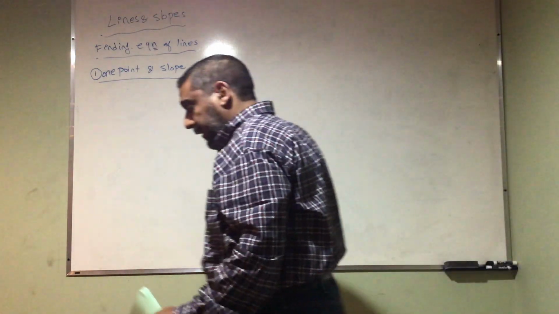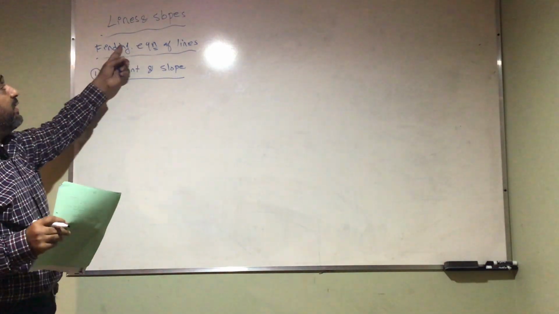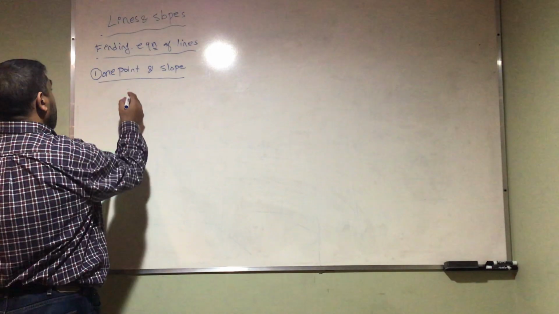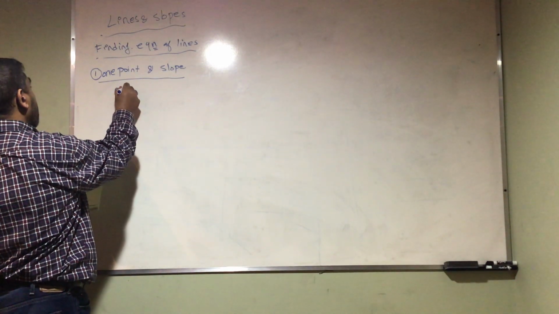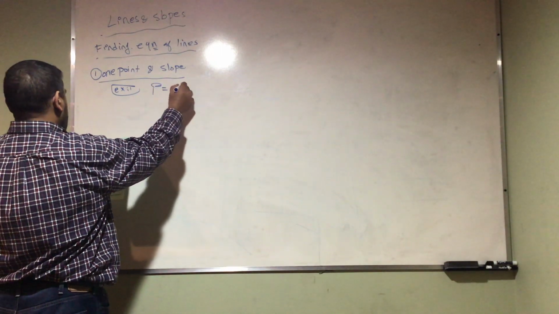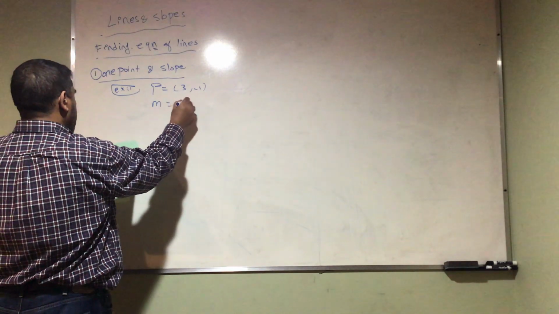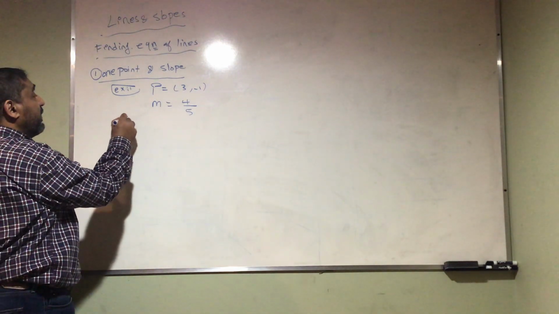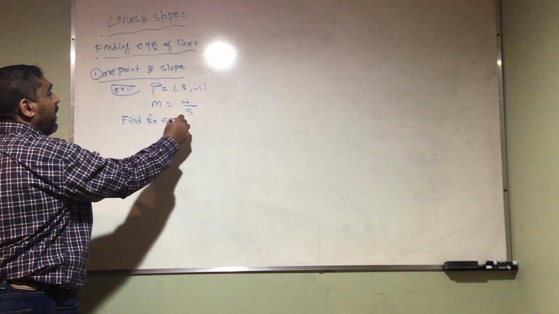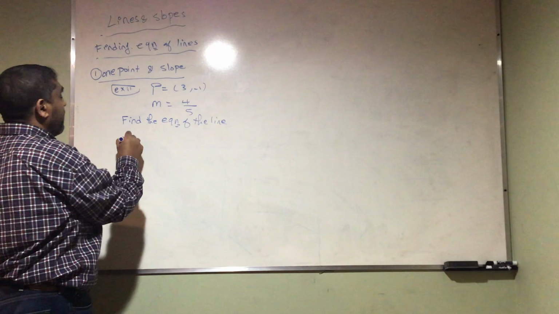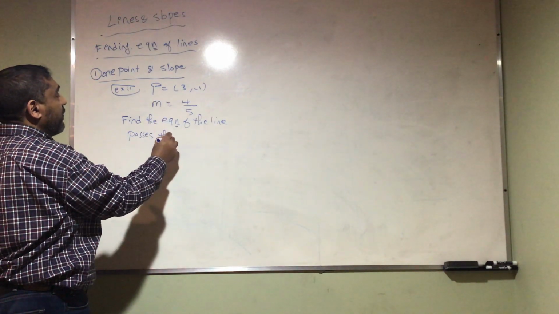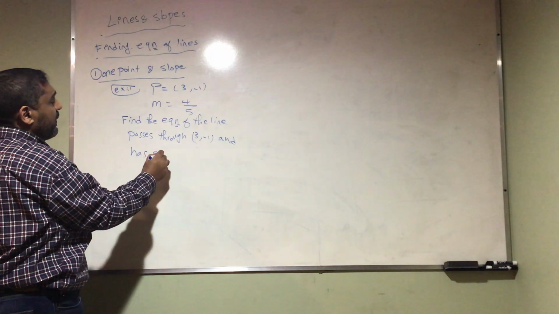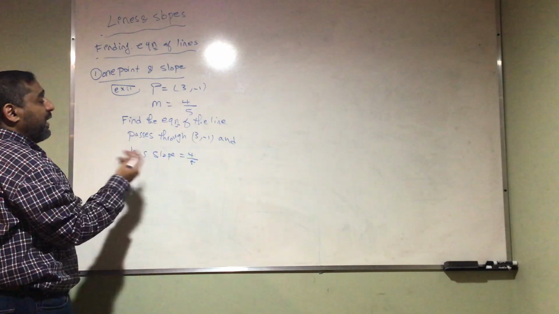All right, so here guys, we are going for this part, finding the equation of a line. First case, if you have 1 point and slope, how do you get the equation of the line? Here is example number one. If I have a point, say P equal (3, -1), and your slope here is given to you as 4 over 5. So what is the question here, guys? We need to find the equation of the line. This line passes through this point, (3, -1), and has slope equal to 4 over 5. Then what is the equation?